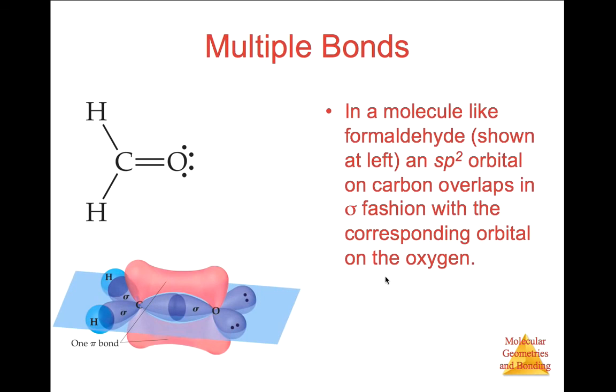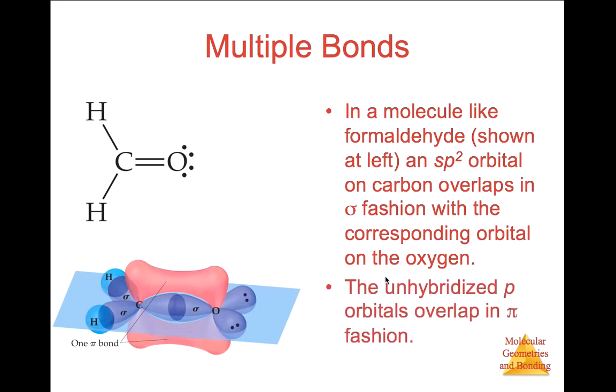In a molecule like formaldehyde, shown on the left, an sp2 orbital on the carbon overlaps in a sigma fashion with the corresponding orbital on the oxygen. The unhybridized p orbitals overlap in a pi bond fashion. You can see right here this carbon does a head-to-head overlap with the oxygen, forming a single bond, which is much stronger than the second part of the bond, which has an overlap above and below, where the p orbitals actually lean over and overlap with each other, and these are called a pi bond.